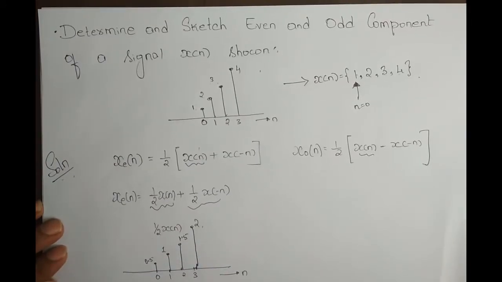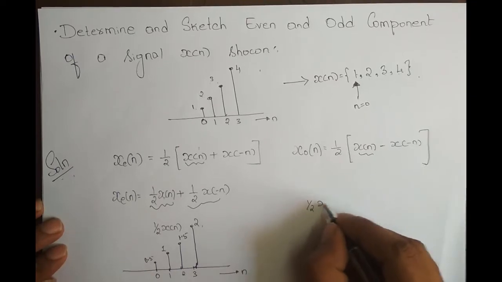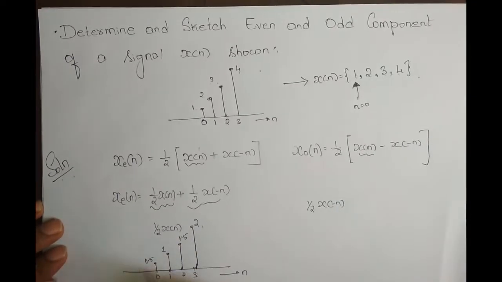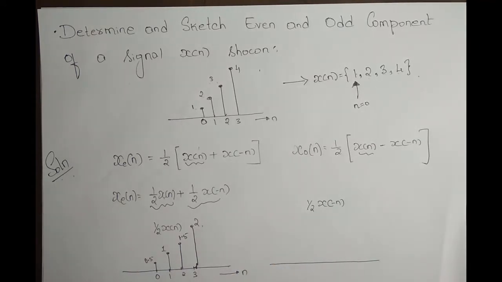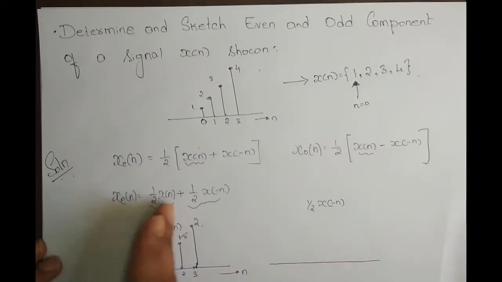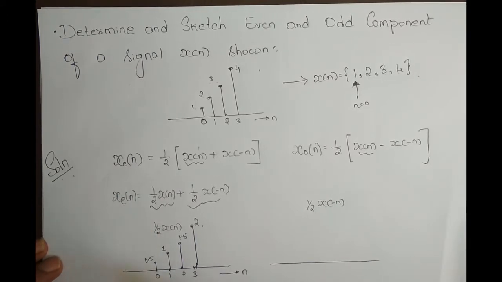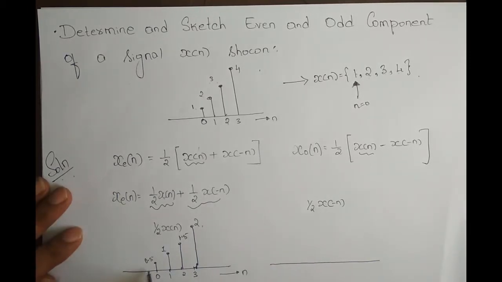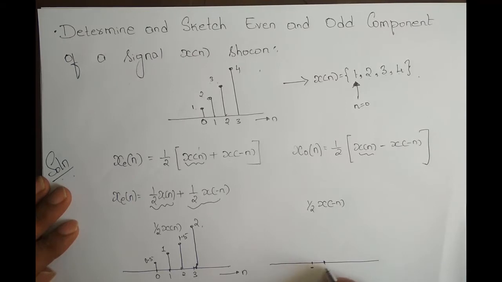What is this? This is half of x of n. Now what I need is half of x of minus n. If you know half of x of n, how do I get half of x of minus n? The concept is the same: you just flip the signal around n equal to 0. All the amplitudes on the positive side of n go to the negative side, and all the amplitudes on the negative side go to the positive. Now there is no amplitude on the negative side of n which comes to the positive, so all the positive sequence values are 0.